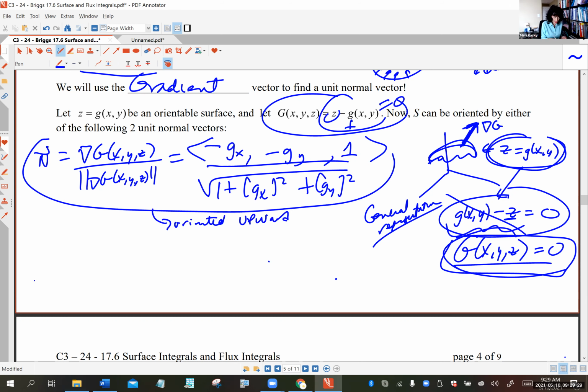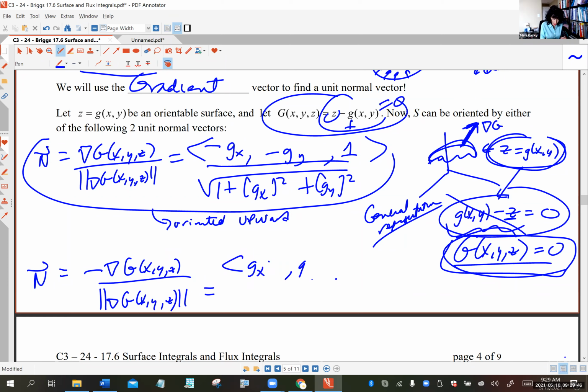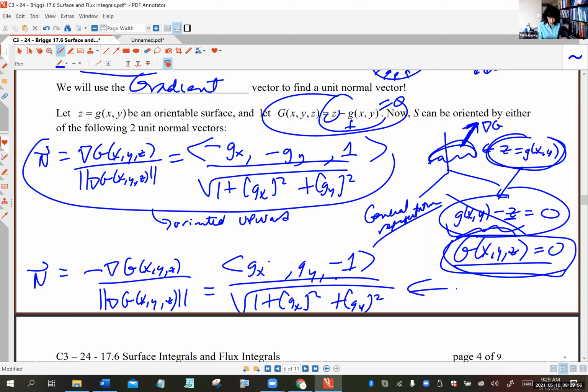as opposed to downward. Sometimes you do need the downward version. The downward version is just going to be pointing in the opposite direction as the upward. So we're just going to take this vector and take everything opposite in sign here. So you'll have positive gx, positive gy, -1, and you still have the same magnitude of the vector. Okay, so are we getting somewhere? Yeah, we're getting somewhere. So this one is oriented downward. We're getting somewhere, don't worry.